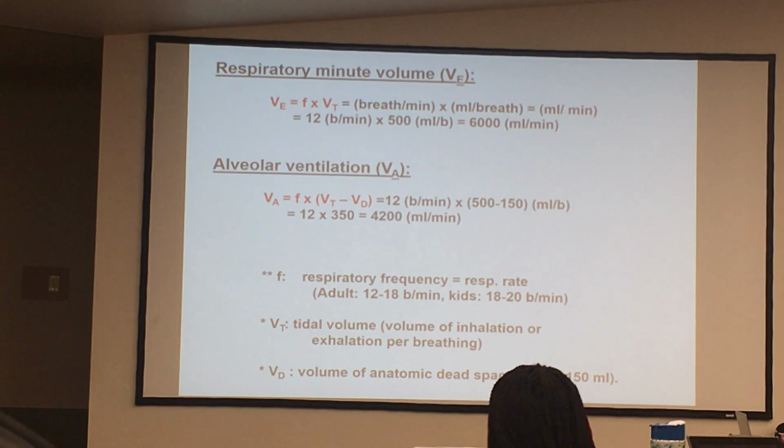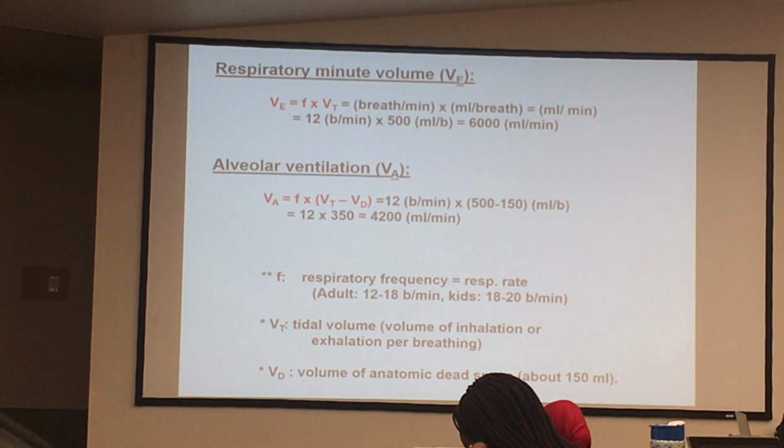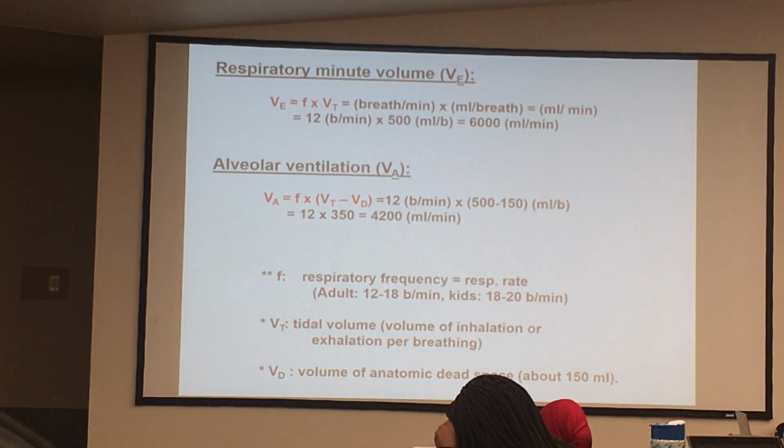Go back to your equation. I think you still know that cardiac output equals heart rate times stroke volume. Heart rate is a frequency. Stroke volume is a volume. Heart rate is usually 70, stroke volume roughly 80 or something. But this equation calculates how much air goes into your nose.